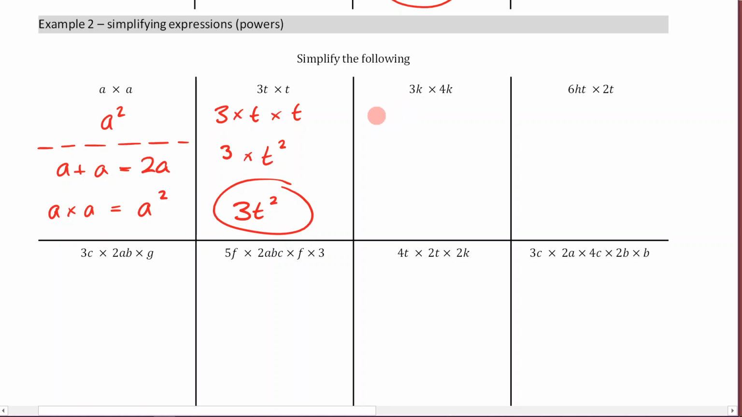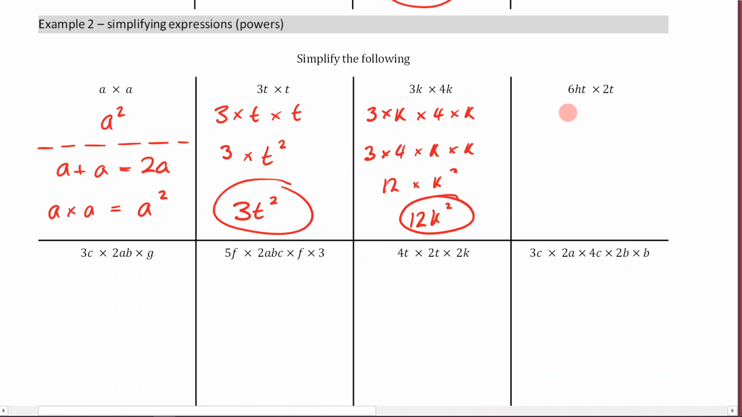So too over here, if I was to do this the slow way, it would be 3 times k times 4 times k. Now I could move together my numbers. Then I have k times k. 3 times 4 is 12. This is going to be k squared. So that means I'm going to end up with 12k squared, and that's going to be my answer.